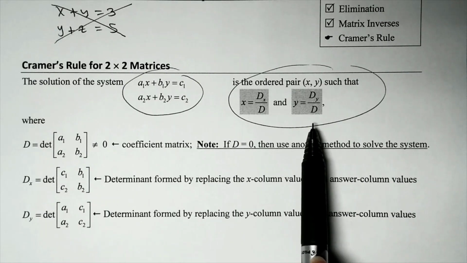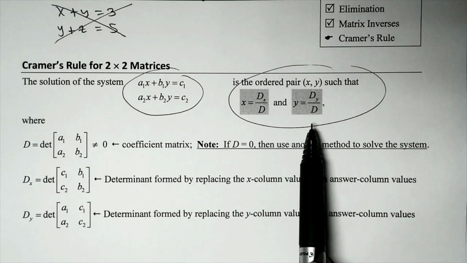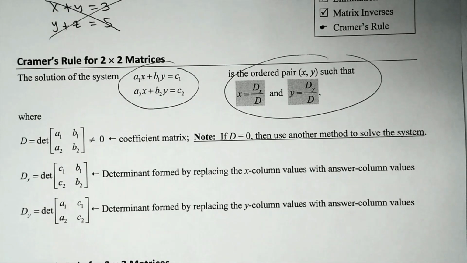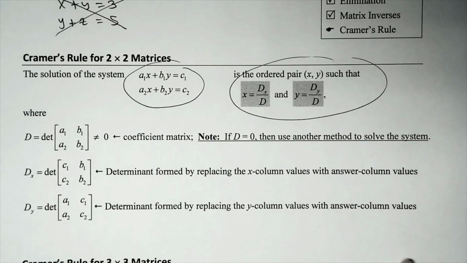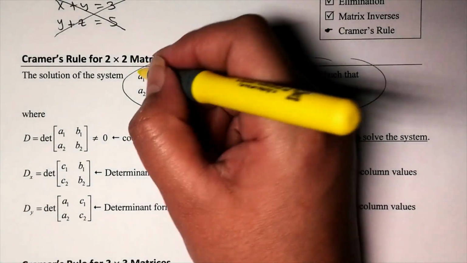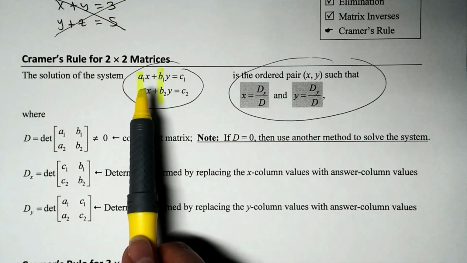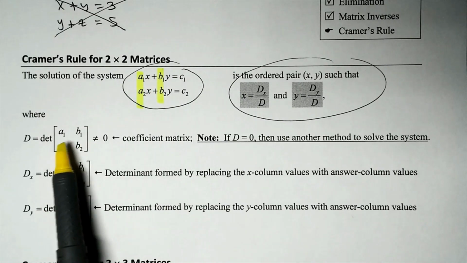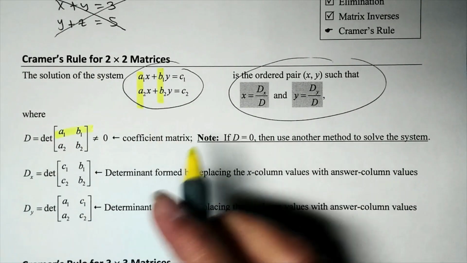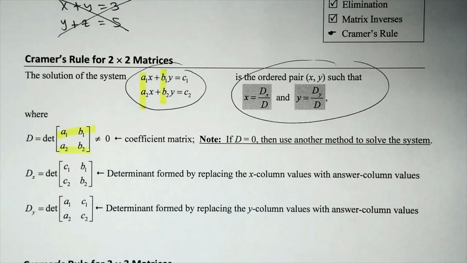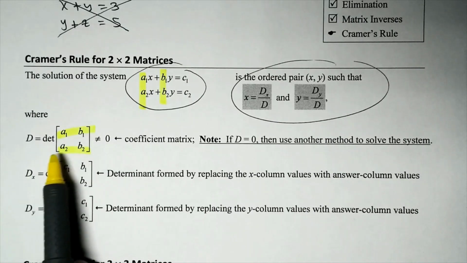Now it's time for me to tell you what those are. First, I'm going to focus on D, the one without the subscripts. D is the determinant of the coefficient matrix, the matrix formed by the coefficients in the system. The coefficients are, let me highlight the A's and the B's. For the first row, the coefficients are A1, B1, and in the second row, we have A2, B2. We use D to remind us that we have to find a determinant.